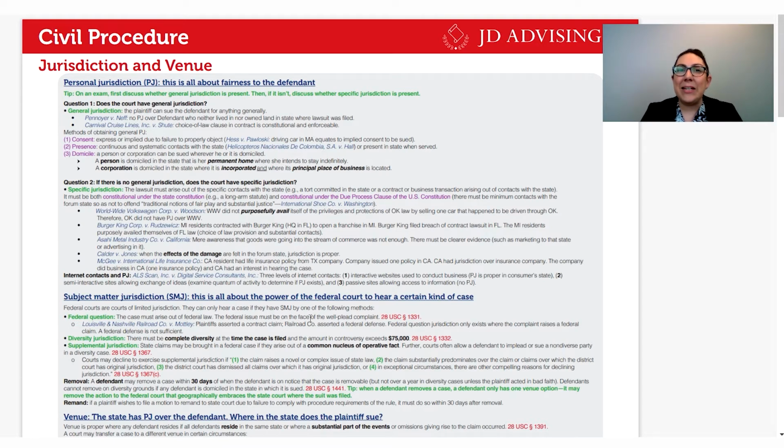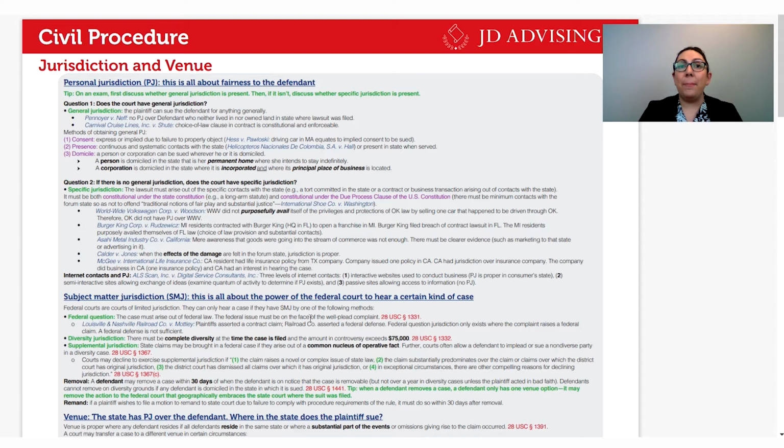This is the easiest way to get personal jurisdiction, is to simply sue the defendant in the state in which they are domiciled, because there's no question that the state in which they live has the power to hear cases that are brought against that person or entity. So where is a person domiciled? Well, this may seem kind of obvious, but sometimes it's a little bit tricky. A person is domiciled in the state that is his or her permanent home, where they intend to stay indefinitely.